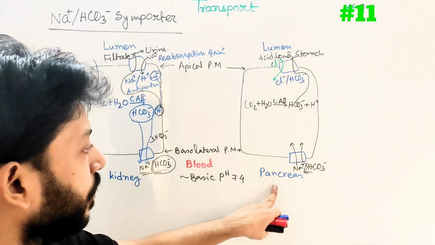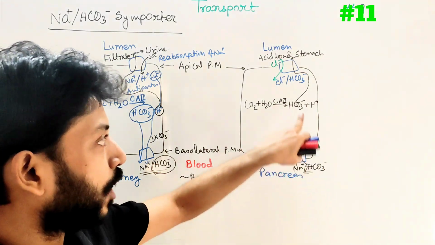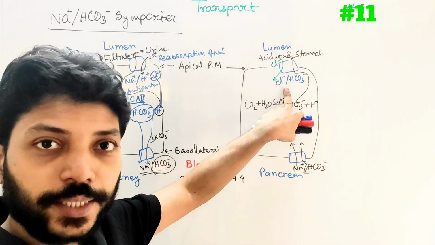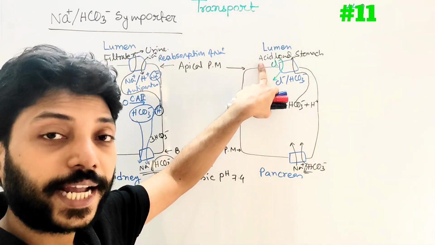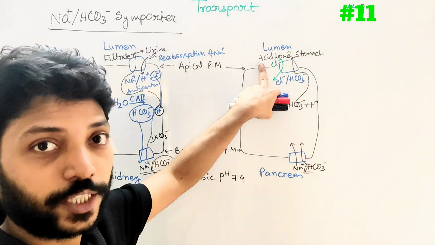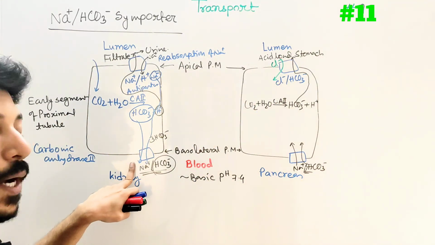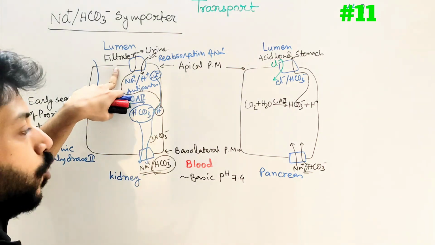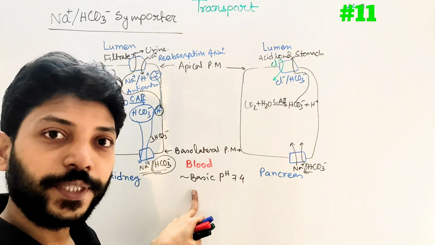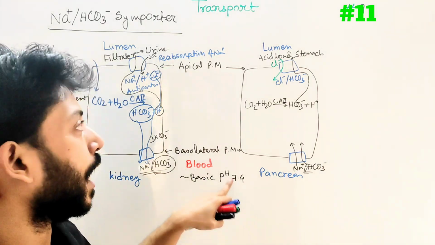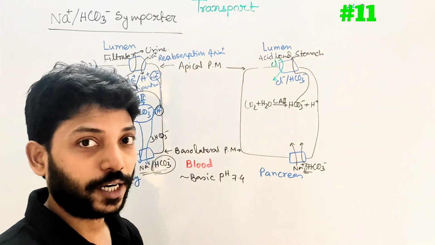So in case of pancreas, this sodium bicarbonate symporter along with chlorine bicarbonate antiporter actually buffers the acid load from the stomach and activates important enzymes for the digestion. And in case of kidney, this sodium bicarbonate symporter along with this sodium hydrogen antiporter maintains the blood pH at 7.4, and also reabsorption of sodium occurs so that sodium is not lost.